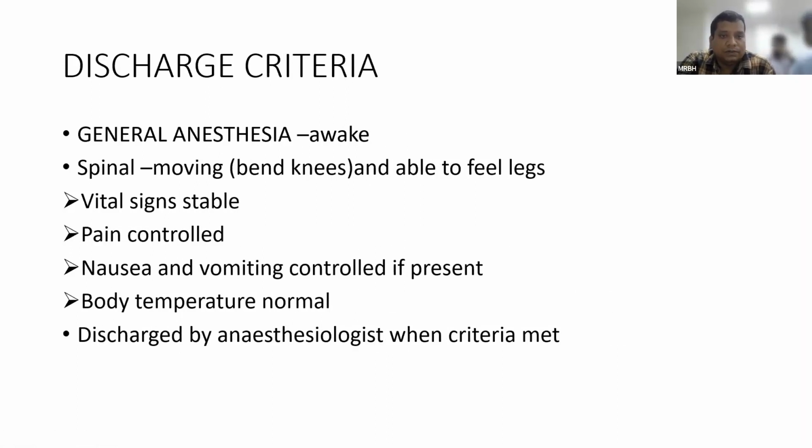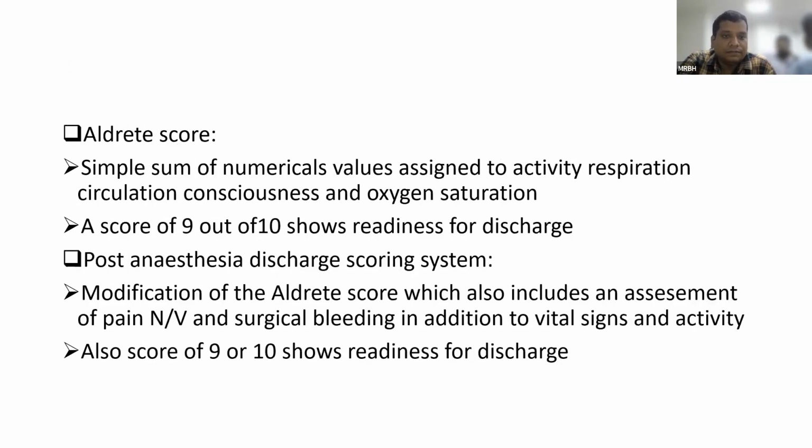Discharge criteria for the PACU: for general anesthesia, the patient should be awake. For spinal anesthesia, the patient should be able to move or bend the knees and feel the legs. Vital signs should be stable, pain controlled, nausea and vomiting controlled if present, and body temperature normal. Discharge is by the anesthesiologist when criteria are met.